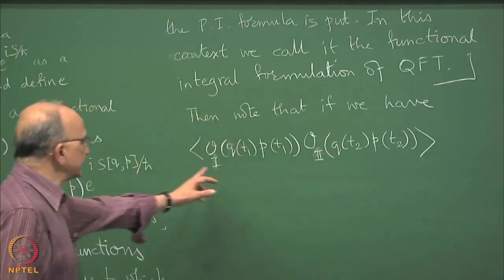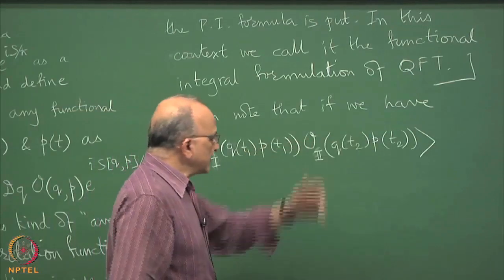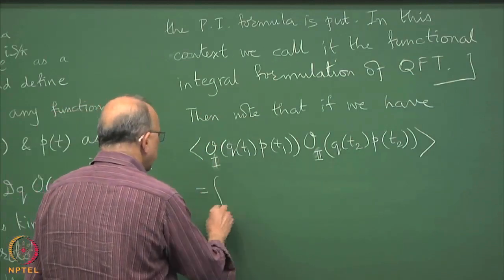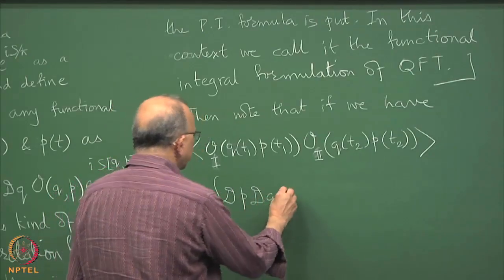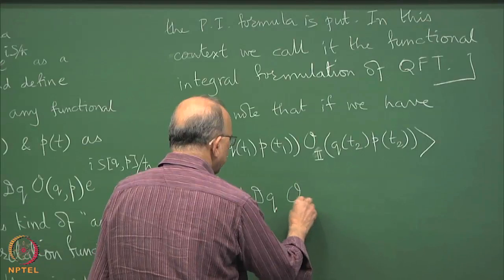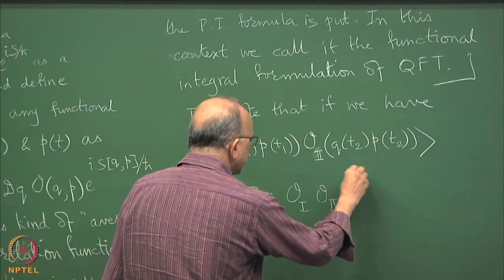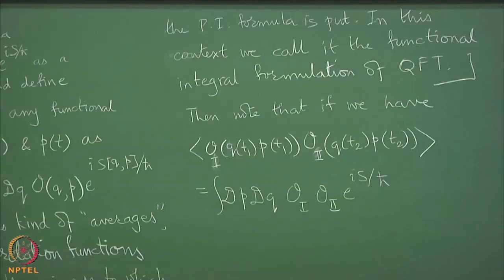It's not that this has to do with this, but there is a time coordinate we are using for the first operator and another time coordinate for the other operator. Then this will become integral dp dq of, and now as per our instruction we put O1 O2 e raised to i S over h cross. This is the definition of that averaged product.